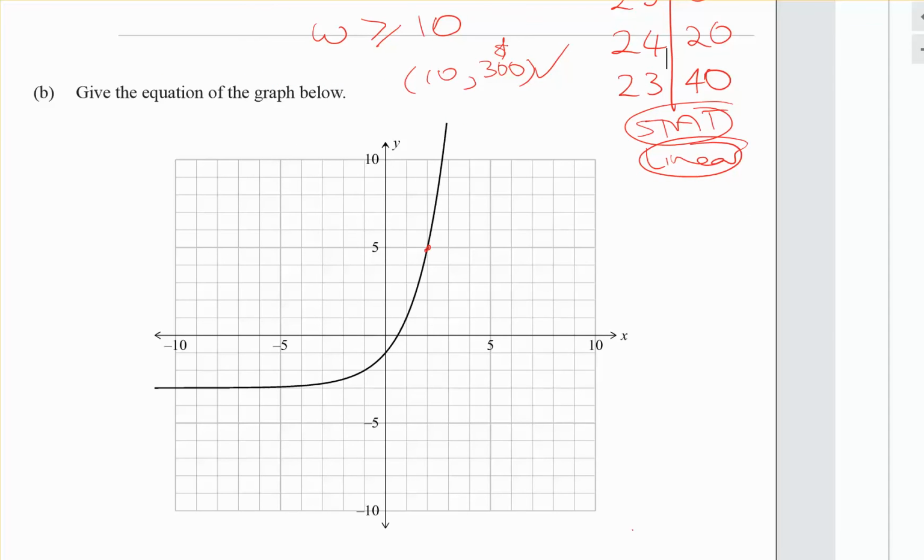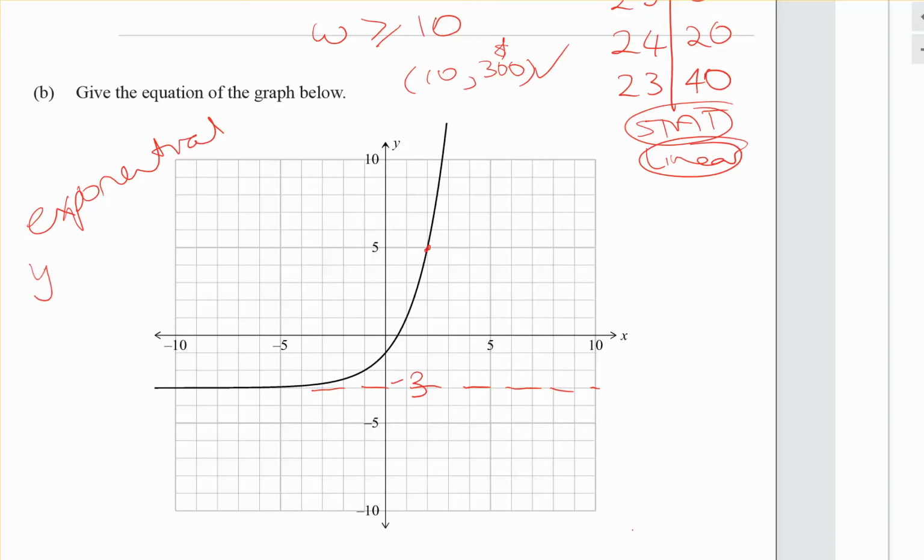Right, last question. We're asked to give the equation of the graph below. I can see it's exponential. It's an exponential growth curve. I can see that it's actually been dropped down and that it's levelling off to a value of minus 3. Exponentials have asymptotic nature, where they level off towards a number.